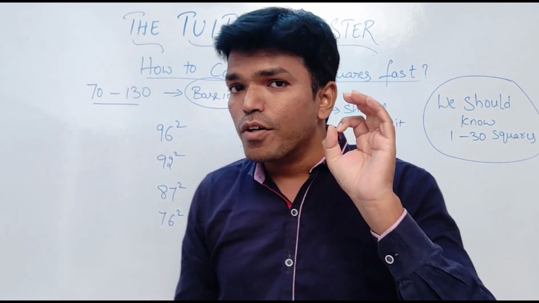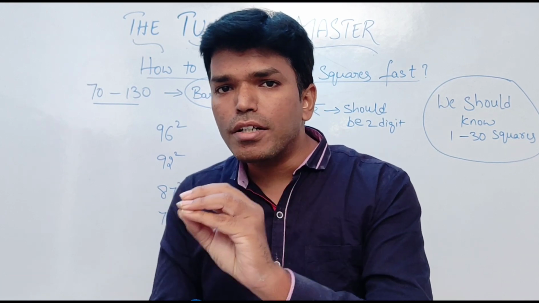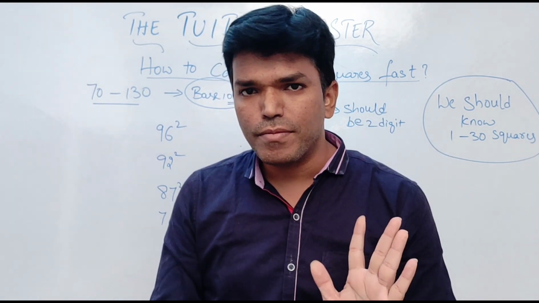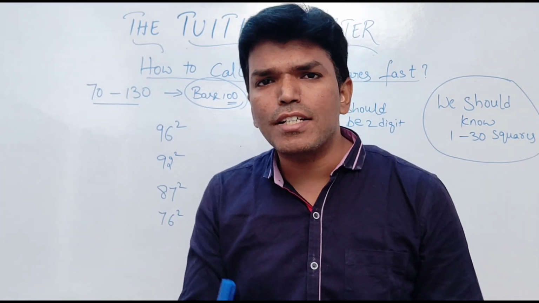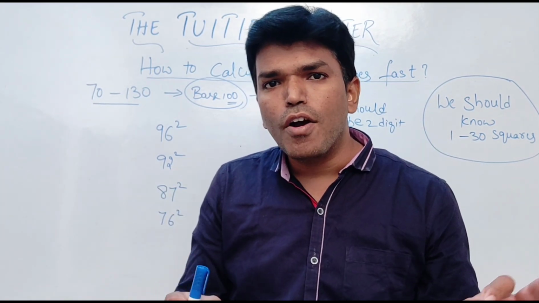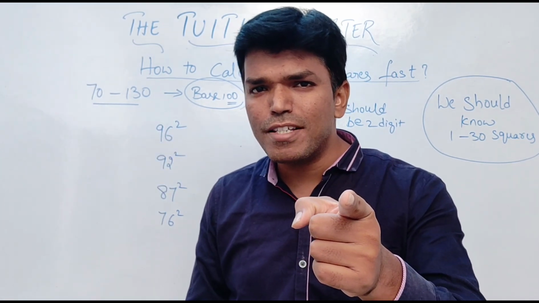But here there is a condition. You should know the squares from 1 to 30. If you know the squares from 1 to 30, then it is very easy to calculate the squares from 30 to 130 within 5 to 10 seconds using this technique. So, are you ready, my dear friends?